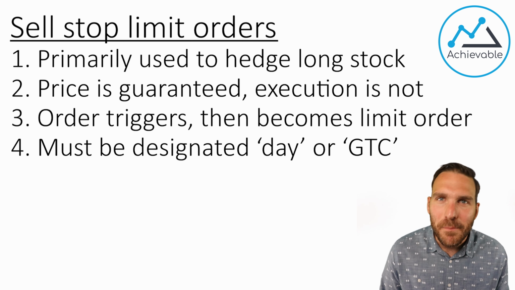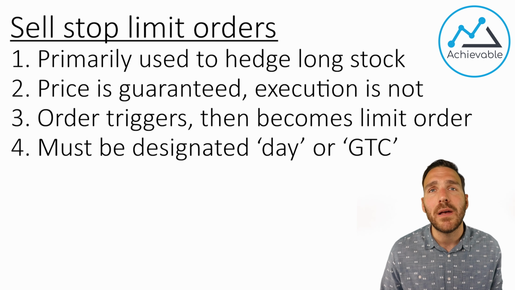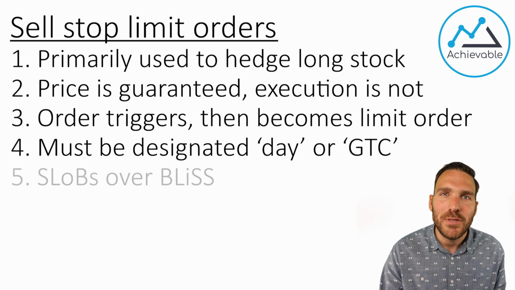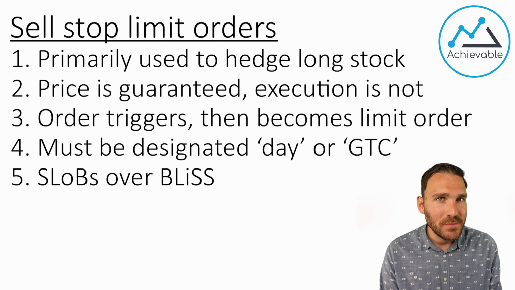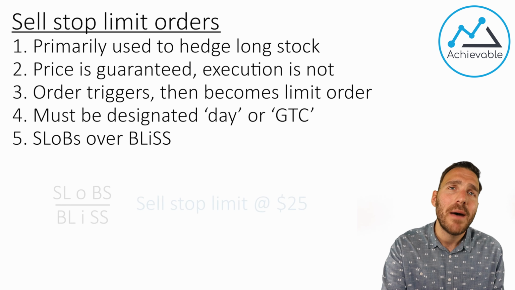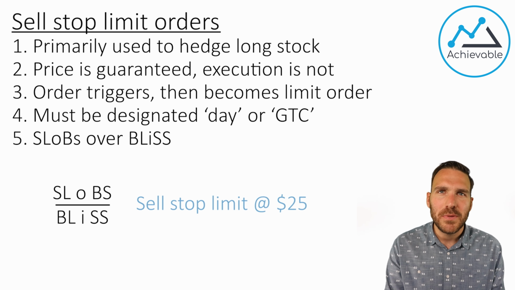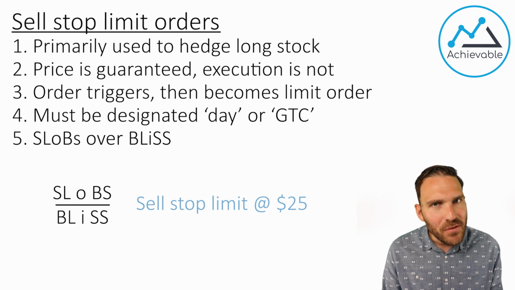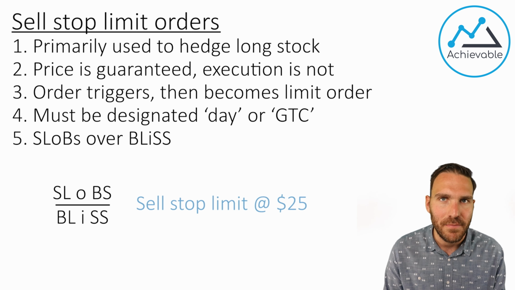Now, the last quick part about stop limit orders, and this is going to involve our favorite resource when it comes to order types, SLoBs over BLiSS. This is your best friend if this order seems a little tricky. Going back to our example, we have a sell stop limit at 25. The tricky part about SLoBs over BLiSS with sell stop orders is at first, if you don't know how to use it, it's going to seem like it's giving you conflicting information.